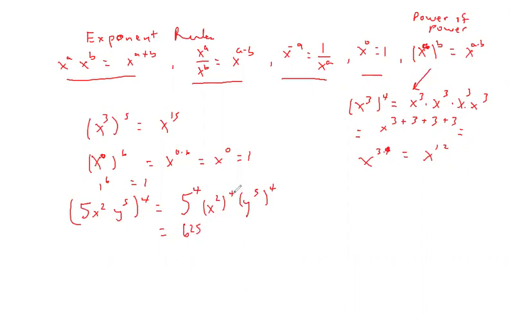And then x squared to the 4th, power of powers, that should be x to the 2 times 4, and y to the 5 times 4. So my final answer is x to the 25th. I'm sorry, 625, x to the 8th, y to the 20th. There's my answer there.